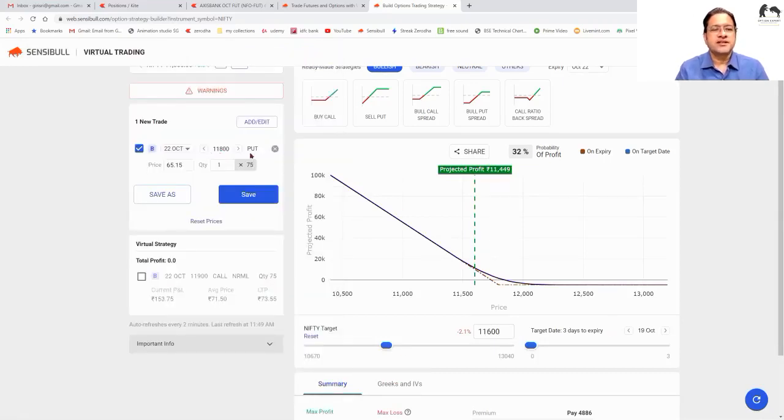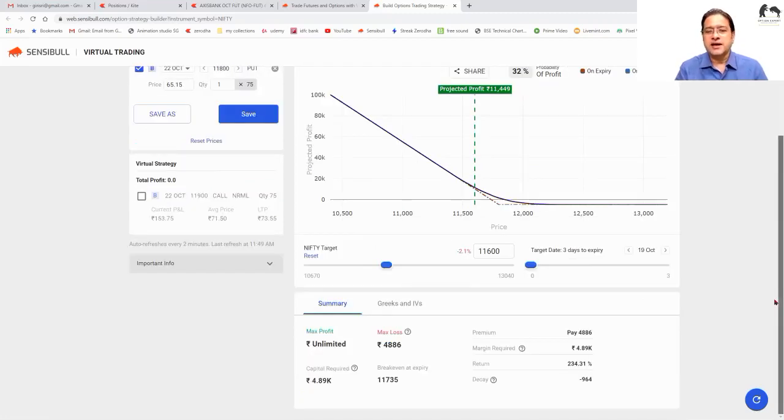It's 11,800 put at 66.15. As you can see here, the premium changed to 4886. That's the maximum loss I can get. And if the market is down 2%, I end up making 11,500. Depends on whatever your view is.